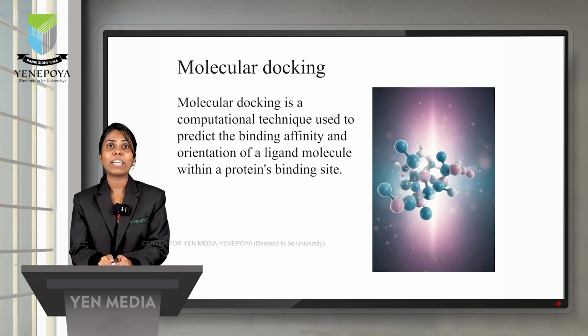The definition says molecular docking is a computational technique used to predict the binding affinity or the proper orientation of the ligand molecule within the binding site. So what do we mean by binding affinity? Binding affinity determines the strength of interaction between the ligand and the target site. In simple terms, it tells how strong the bond is between the ligand and the target site. If the binding affinity is higher, there will be a stronger bond between the ligand and the target site.